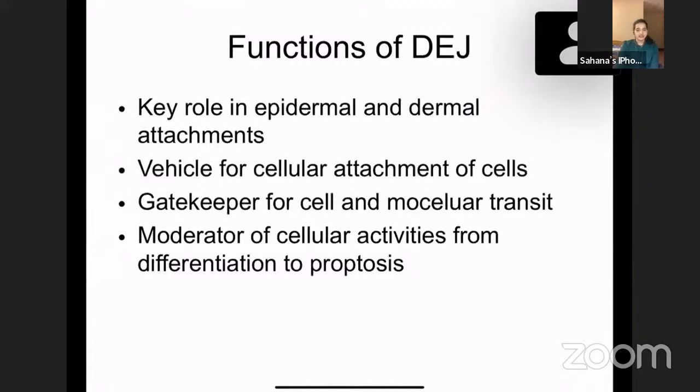So what are the functions, and why do we have to study the dermoepidermal junction? It has a key role in forming attachments between the epidermis and the dermis, and it forms a vehicle for cellular attachment and also for the transfer of material and molecules between the epidermis and the dermis. It also acts as a moderator of cellular activities. We'll see how the dermoepidermal junction does each one of these things later on.